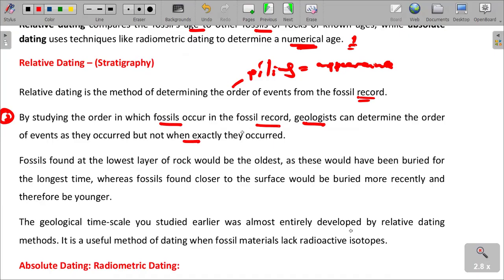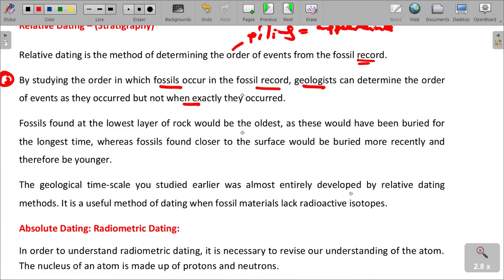Fossils that are found on the lowest layer of the rock would be the oldest, as these would have been buried for the longest time, whereas fossils found closer to the surface would be buried more recently and therefore be young. The geological timescale studied earlier was almost entirely developed by relative dating methods, and is useful as a method of dating when fossil materials lack radioactive isotopes.